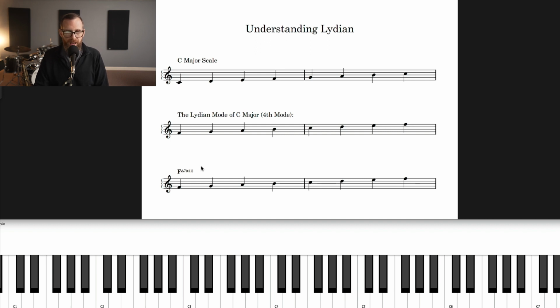Now you could do this in any key. Let's think about a G major scale. Let's go up to the fourth note and play in the same key signature. So there's our C Lydian scale, and we would use that over C major 7 sharp 11.